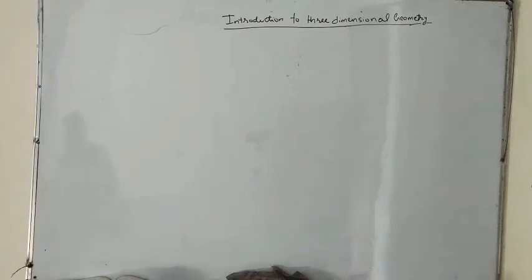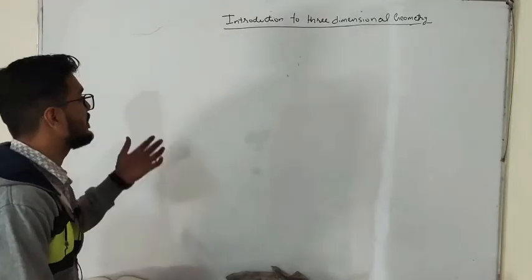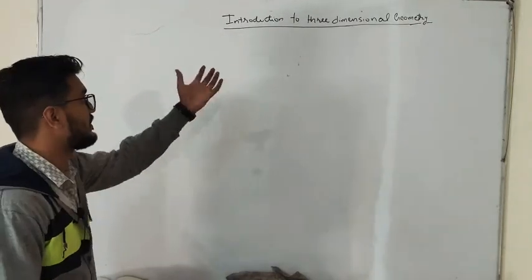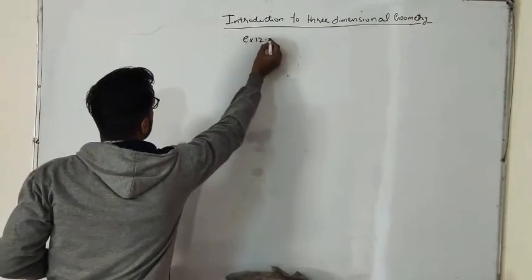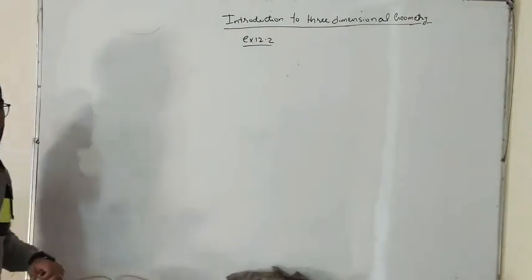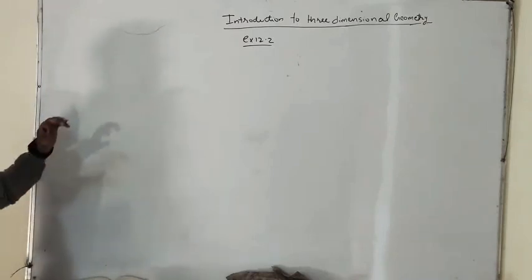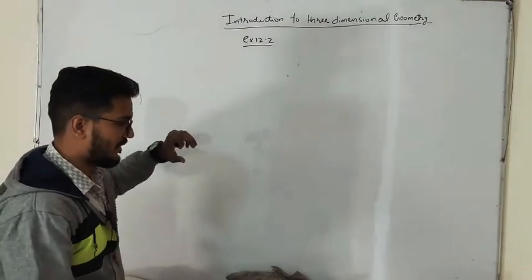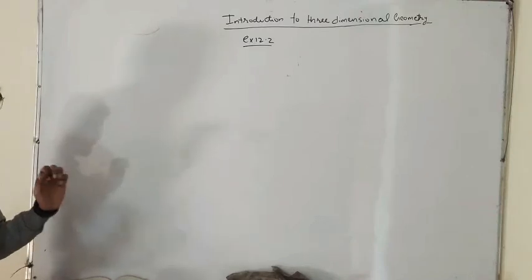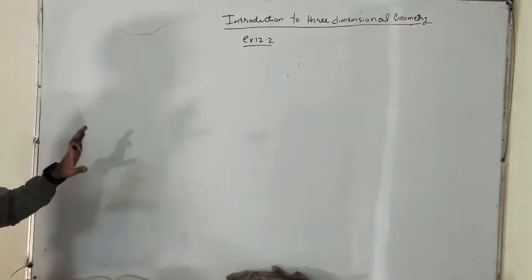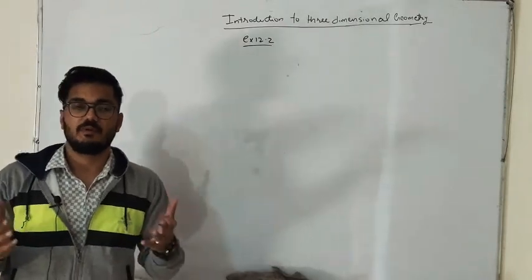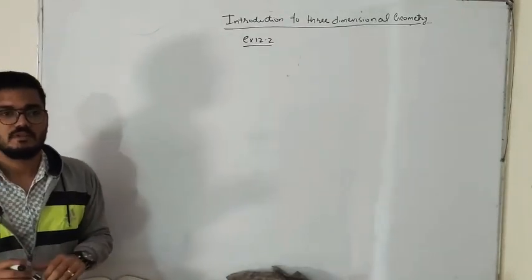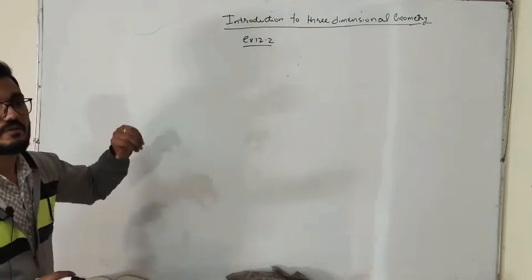So the next topic we will discuss in this video is the second exercise of this introduction to three dimensional geometry, which is exercise 12.2. Before starting this, I want to tell you a new formula. In 10th standard, in coordinate geometry, that chapter was based on 2 dimensions, so we studied about 2 dimensions only. In this video we will talk about 3 dimensions.